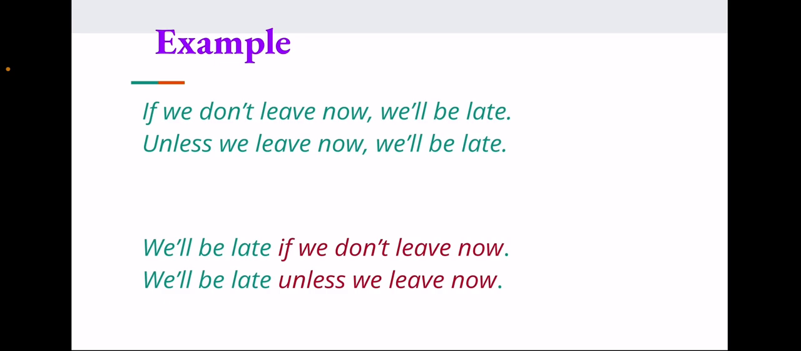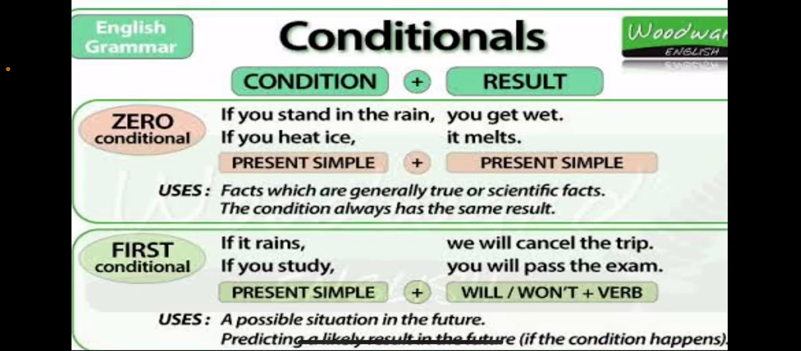And you see that there are two parts. We will be late. This is a main clause. It has a subject, a verb, and it is complete. If we don't leave now, although there are a subject and verb, it is not complete, because if we don't leave now, then what will happen? We want to know, right? So therefore, it is called a dependent clause. Now, likewise, you can see it below. We will be late if we don't leave now. So the sides of main clause and conditional clause can change as well.